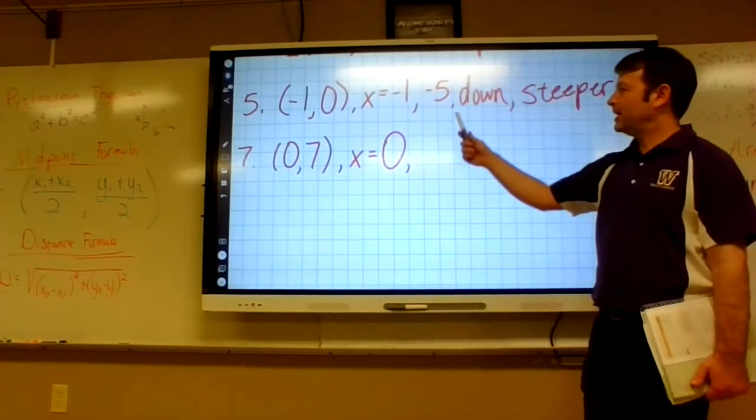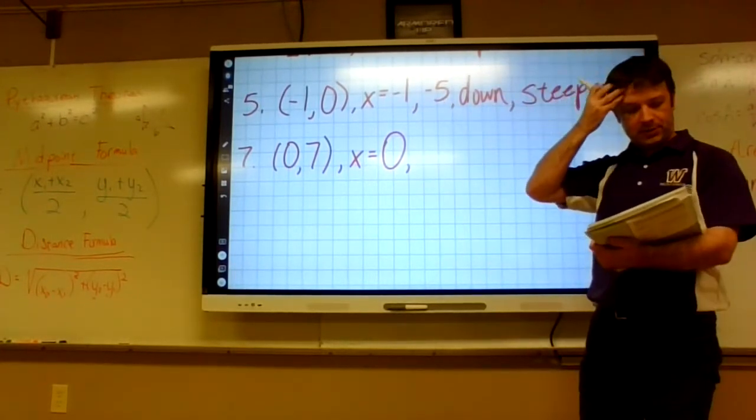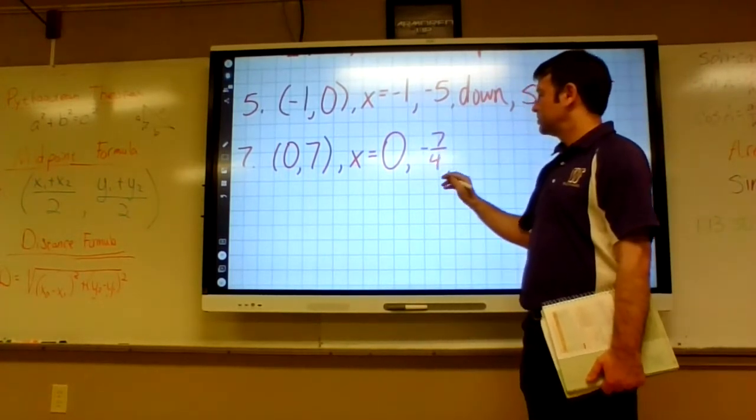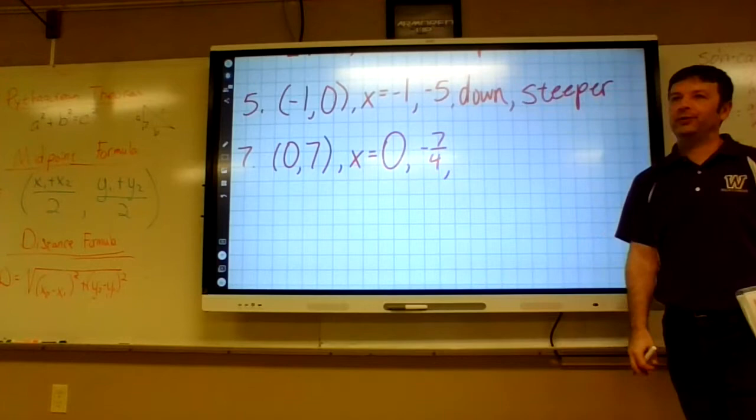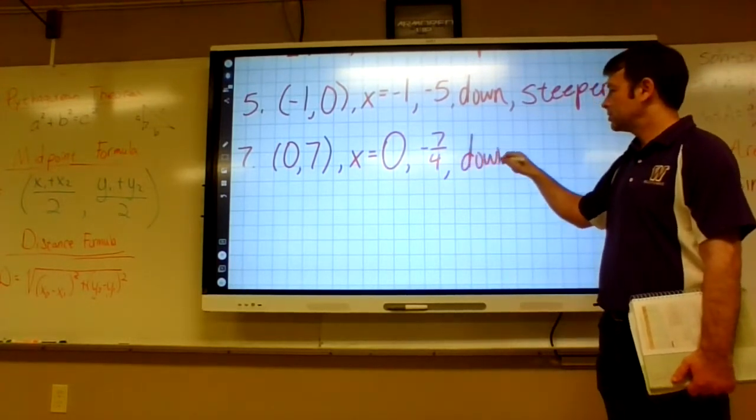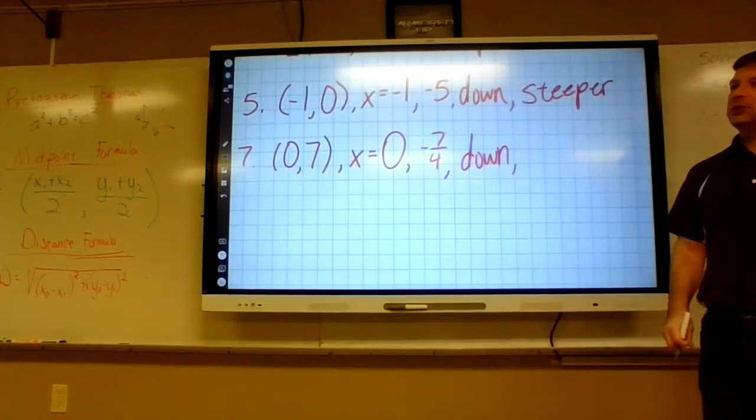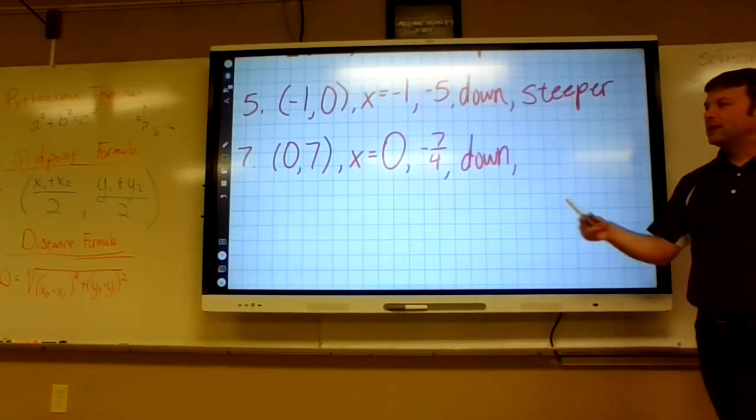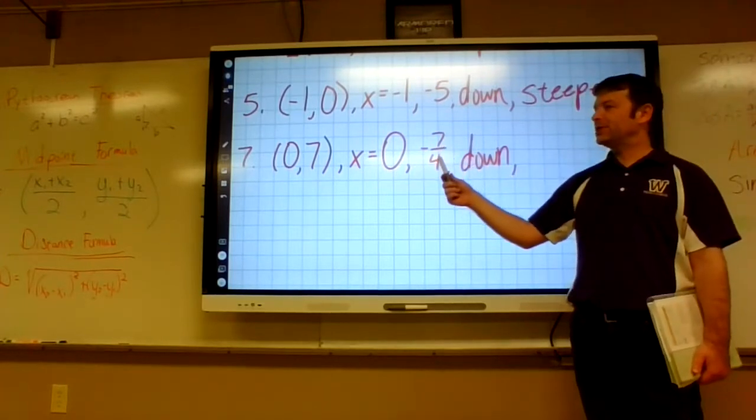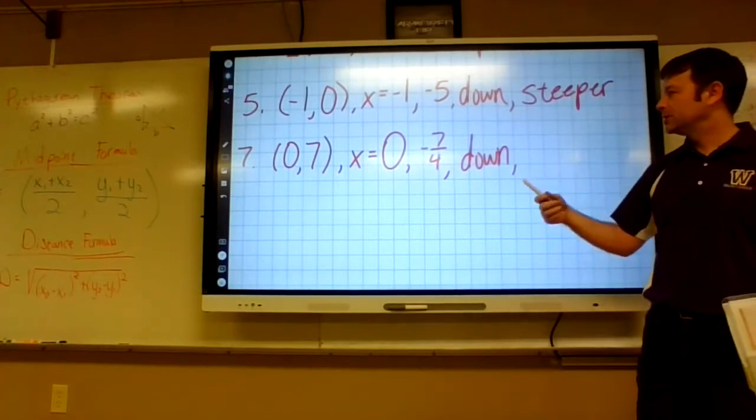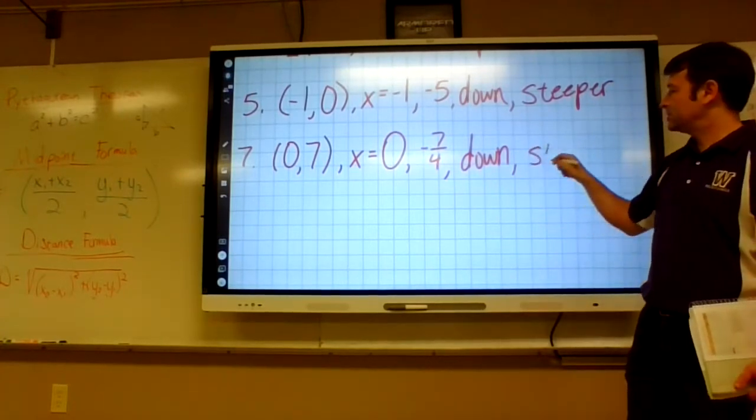Okay, what is the a value? What's the number on the front? -7/4. Is that going to make it go up or down? Down because it's negative. Is it going to go down steeply? Right. Why is it steeper? Because 7/4, as a mixed number, is 1 3/4. It's more than 1. So it's going to go steeper than normal.